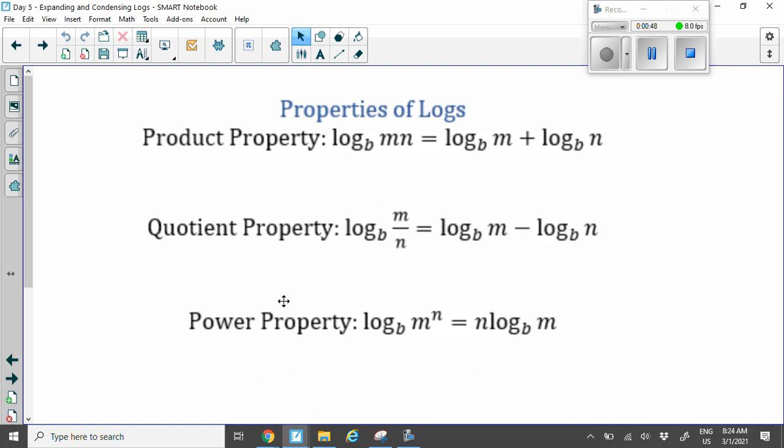Then lastly, our power property. We have log base b of m to the n, so n is our exponent. If we are expanding, the n, or the exponent, goes in front of our log base b. If, of course, we are condensing, then that n becomes the exponent, okay? So make sure you have these properties of logs written down on your notes.